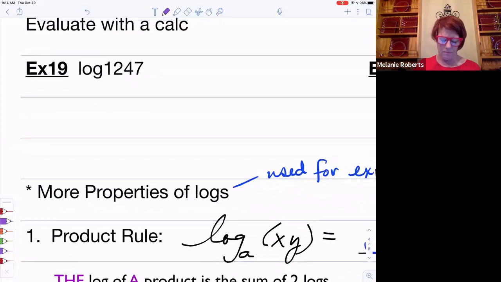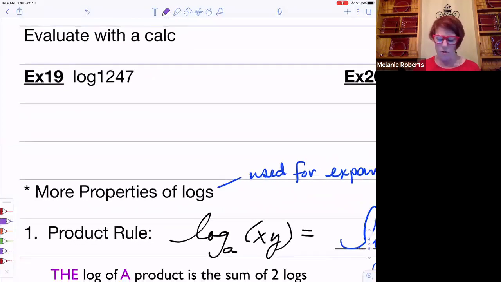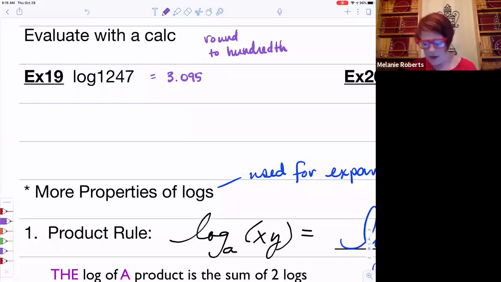So for this first one, number 19, you have the log. So just push the log button and then type in 1247, push enter. And you should get, let's round to the nearest hundredth, a 3 point 0.95. It's actually 0.95866 and so on. Well, this is my nearest hundredth. That 5 is going to make me go up, so this is going to be then 3.10.